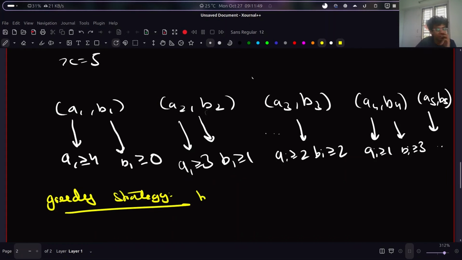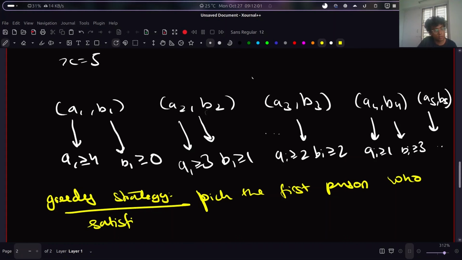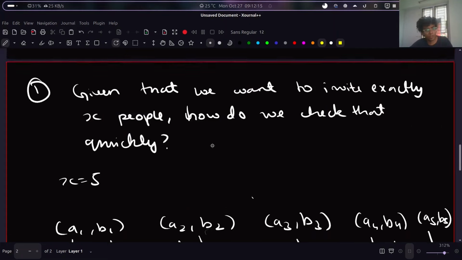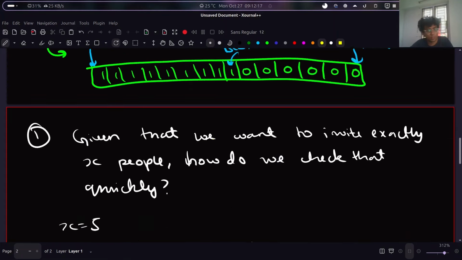So greedy strategy: pick the first person who satisfies the constraints of the next person, because obviously if we choose someone earlier, then we have more chances to choose someone later. So obviously this greedy strategy works. So that's pretty much it.